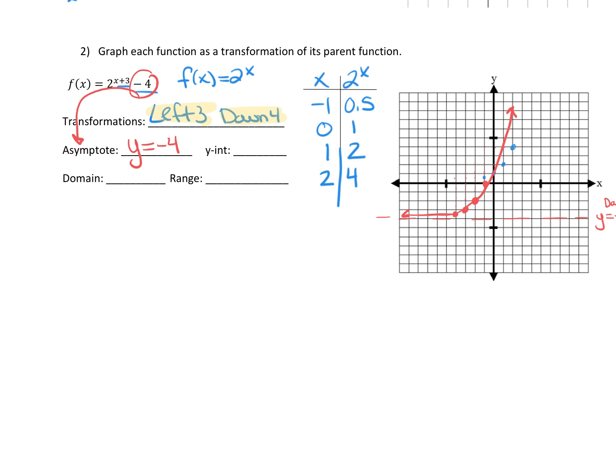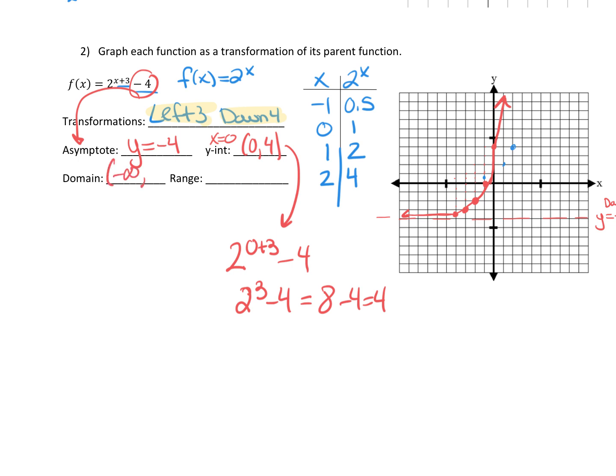My y-intercept, it's kind of hard to see on the graph. I didn't actually graph it very well. So I'm going to find the y-intercept by putting x equals 0 in, since x is always equal to 0 there. And I'm actually going to get that the y-intercept is 4. So when I graphed this, I should have actually graphed it more straight up, so it should have intersected there. So (0, 4). Domain is always -infinity to infinity, and then my range is based off the asymptote, so -4 to infinity, because it's the asymptote and then up forever.